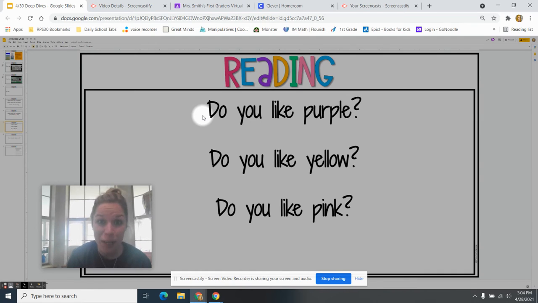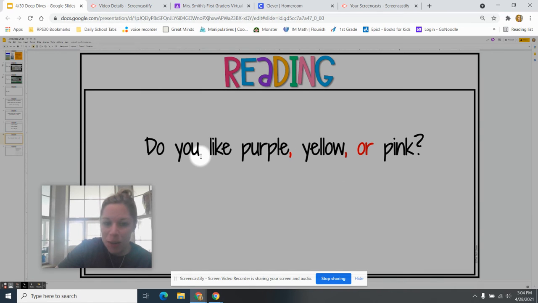Now we're going to try with a question. Do you like purple? Do you like yellow? Do you like pink? I thought we could put those sentences together and make it a little bit more interesting. You could put those 3 sentences together with some commas and a conjunction, and I bet your reader would think it was more interesting to read. Let's see. Do you like purple, comma, yellow, comma, or pink?